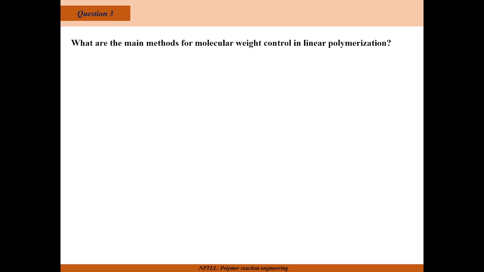So let me discuss the answer now. The question was, what are the major methods for molecular weight control in a linear polymerization method? Three major methods were discussed. The first one is quenching the reaction. When we control the temperature, or in general if we can cool down the reaction, then the desired molecular weight can be achieved by controlling the temperature and the rate at which the reaction occurs. We can basically control the whole reaction.